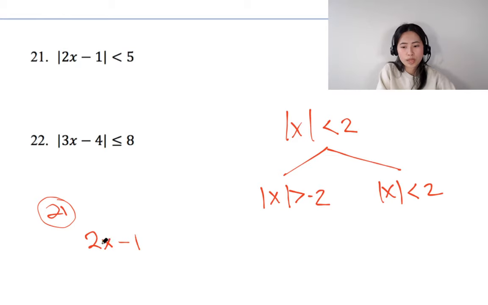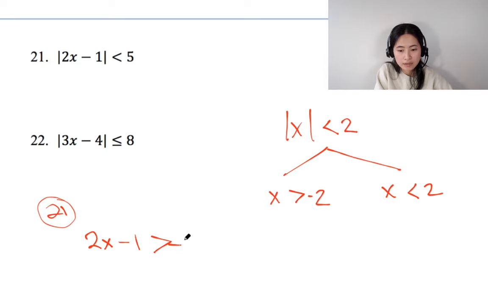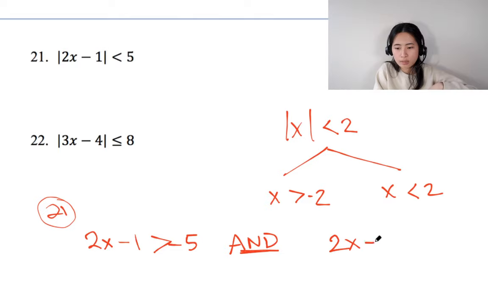Okay, so when you break the 2x minus 1 out, we should just get rid of the absolute value sign. So if you have 2x minus 1, that means this has to be greater than the -5, which we have here. So this is 5, so we're looking at -5, and it has to be greater than -5. And then we're going to have an "and" because we're looking at 2. So we have 2x minus 1, and this is going to be less than 5. So we're looking at this part.